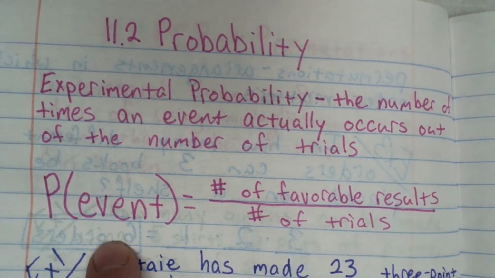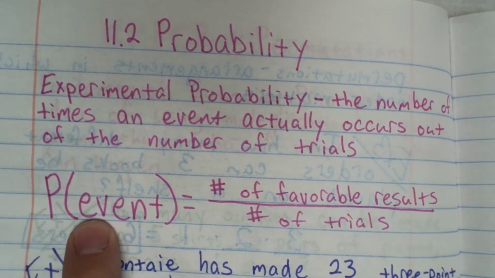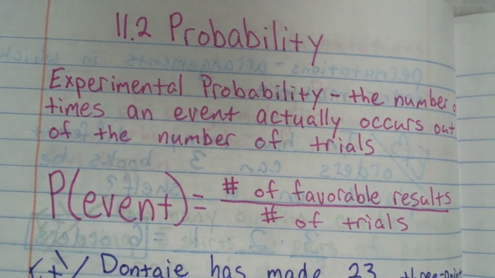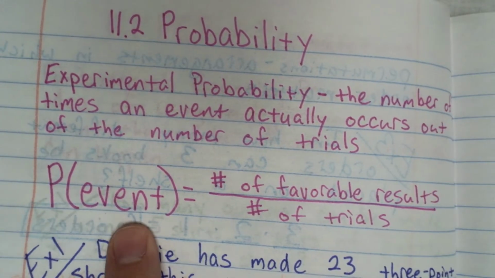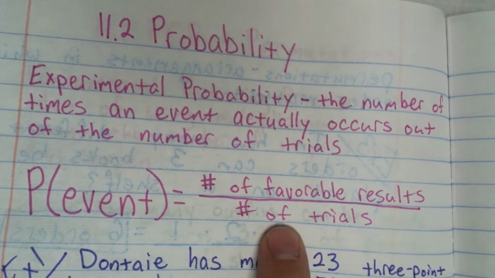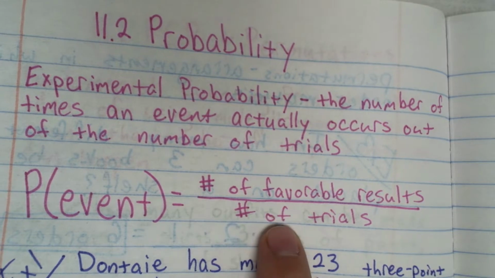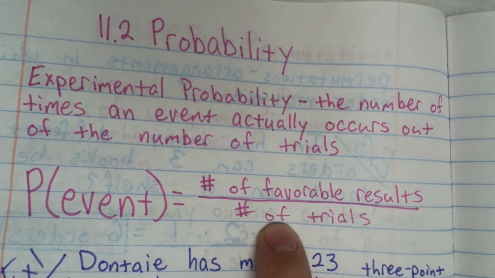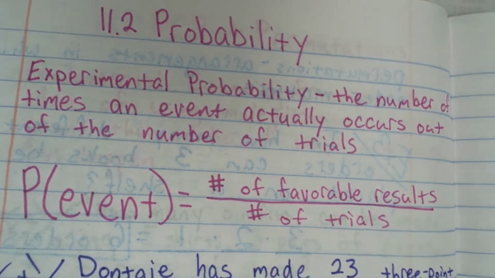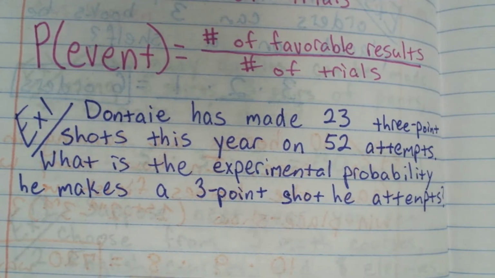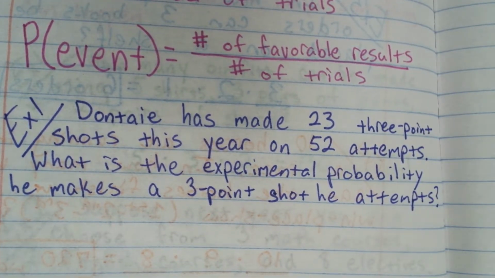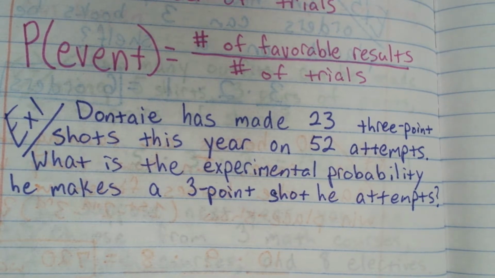So to find that probability, and this is a way that you express probability, that notation here, that is the probability of the event is the number of favorable results out of the number of trials. So the number of times what you're looking for actually happened out of the number of times you observed that trial happen. So example one here, let's say Dante, good basketball player, has made 23 three-point shots this year on 52 attempts. What is the experimental probability he makes a three-point shot he attempts?